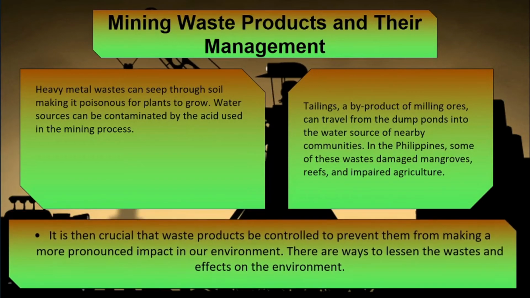Heavy metals can seep through soil, making it poisonous for plants to grow. Water sources can be contaminated by the acid used in the mining process. Tailings, a byproduct of milling ores, can travel from the dump ponds into the water source of nearby communities. In the Philippines, some of these damage mangroves, reefs, and impair agriculture. It is then crucial that waste product be controlled to prevent them from making a more pronounced impact on our environment. These are the ways to lessen the waste and effects on the environment.